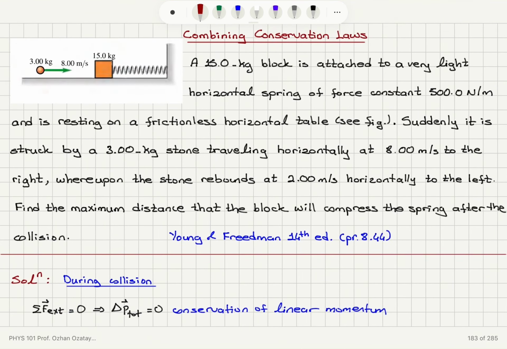Okay, so in this problem we have first this spring is relaxed. It's attached to a 15 kilogram block. There's no friction on the surface. A 3 kilogram stone comes and hits this block with a velocity 8 meters per second in I-hat direction. During this collision process between the block and the stone, there is no external force because the spring was relaxed. So there is no spring force, there is no friction, therefore no external force, linear momentum must be conserved.